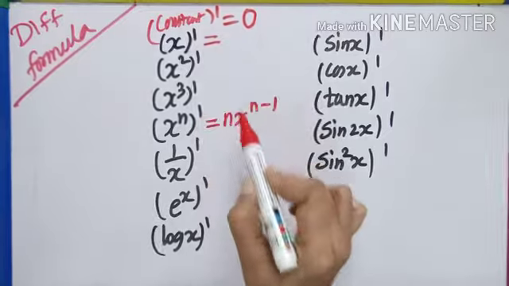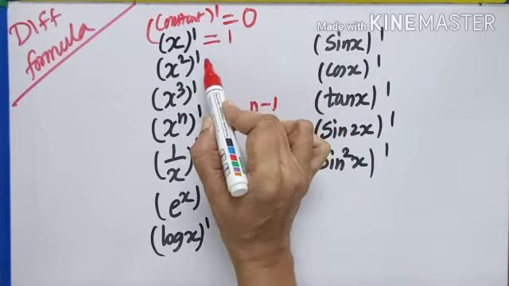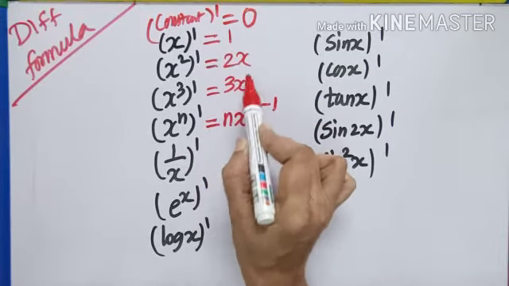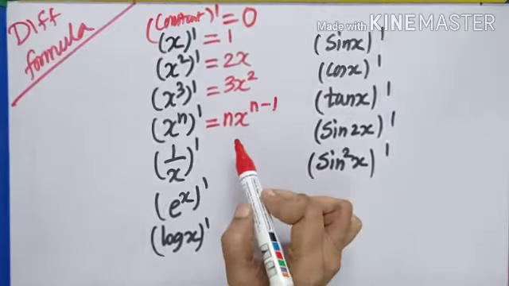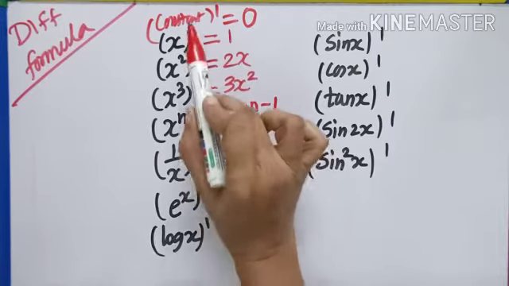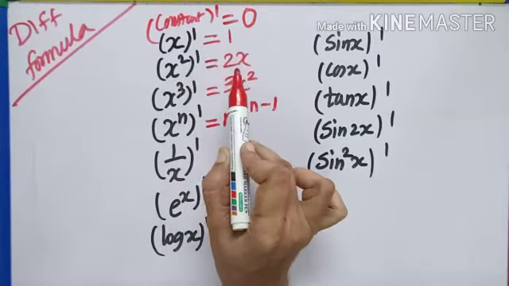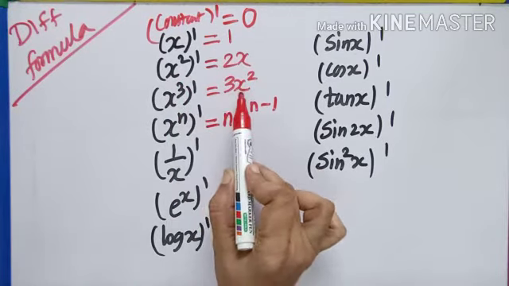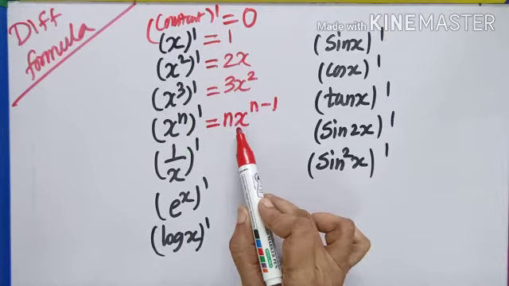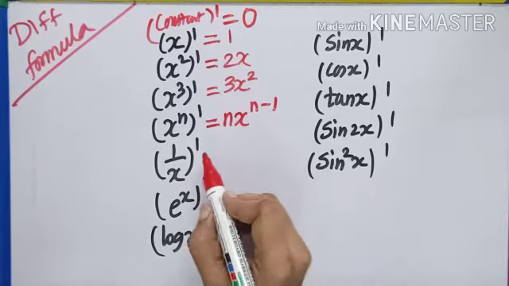x will become, wherever n comes put 1, we get x is 1. x square becomes 2x. x cube becomes 3x square. Every time these things come, you must be familiar to answer immediately. Let us repeat. Constant becomes 0, x becomes 1, x square becomes 2x, x cube becomes 3x square. In general, if any other power comes, apply this formula: x power n becomes n x power n minus 1.